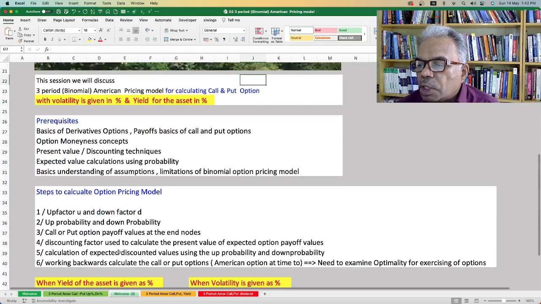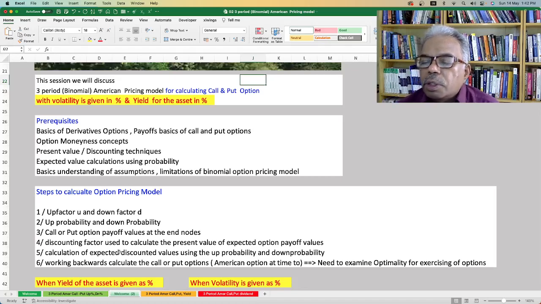As usual, what are the steps to calculate the option pricing model? First, we calculate the up factor and the down factor, and since here the volatility is given, we will use a different formula. Second is to calculate the up probability and down probability. Again, we have to change the formula since the yield is given. Call and put option payoff calculations come at the end.